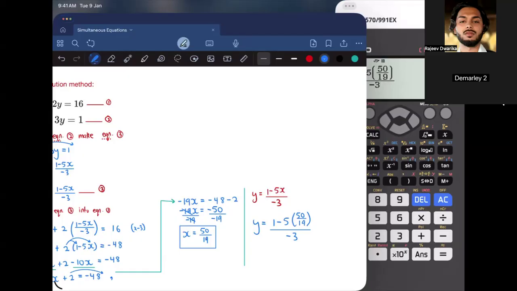Let me ask you this question. If you have two parallel lines, do you think they will have a solution? Yes. Think about what you just said. To find the solution, you're looking for where they intersect. If you have two parallel lines, will they ever intersect? No. So if two lines have the same gradient, you'll never get a solution because they're parallel.